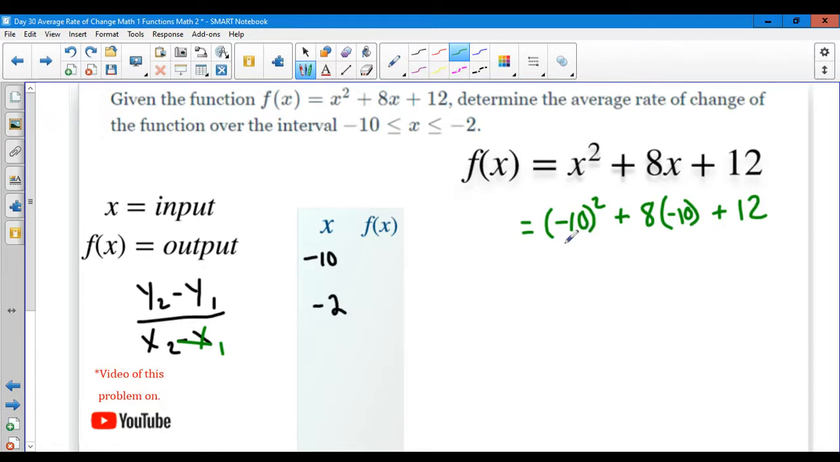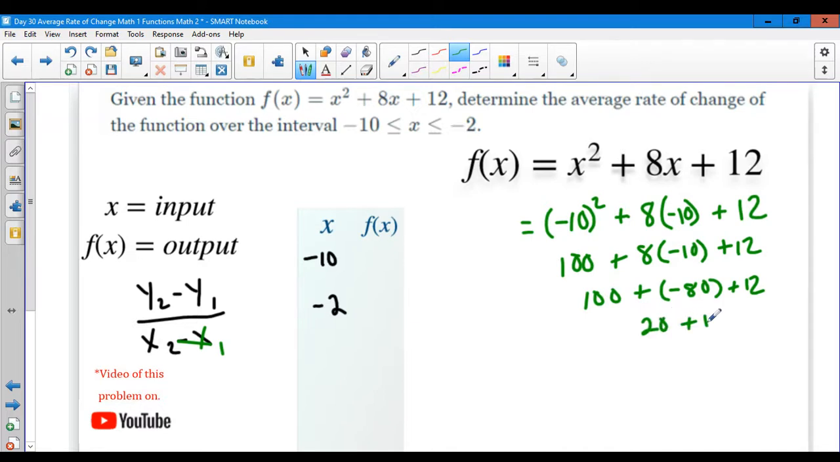Following our order of operations again, our exponent first. Doing one thing at a time. Now we're looking for multiplication before addition, so 8 times -10. You might write it like that, or just -80 would be the same thing as plus -80. And 100 plus -80, or 100 minus 80, is 20. And 20 plus 12 is 32. So our y, or f of x, is 32.